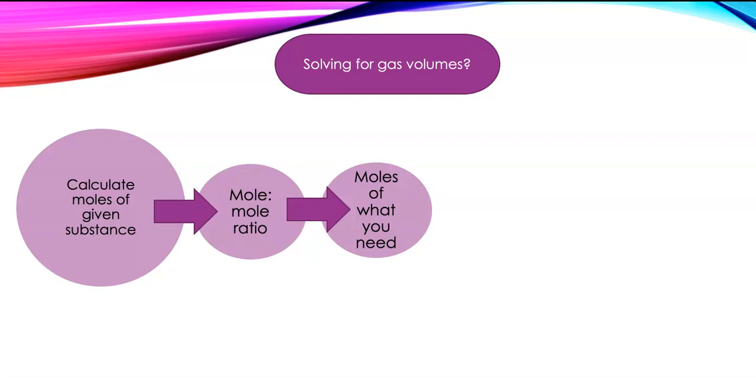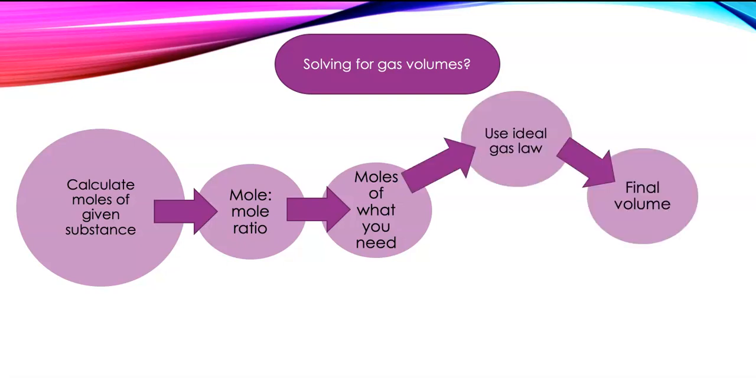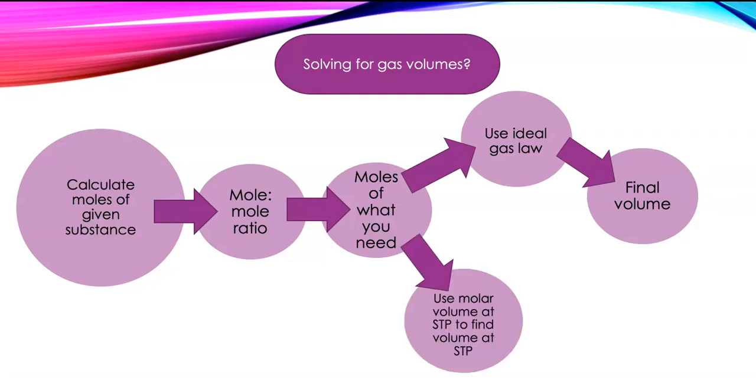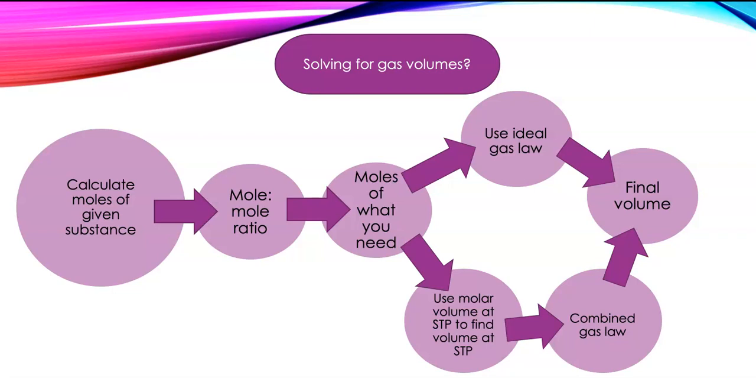And then again, I've got 2 divergent paths I can take. I can use the ideal gas law to find the volume of the gas at those reaction conditions, or I can use the molar volume of a gas at STP to find the volume of that gas, what it would be at STP, and then use the combined gas law to get to my final volume. So there's a little extra work here, but it all comes out to the same point in the end.